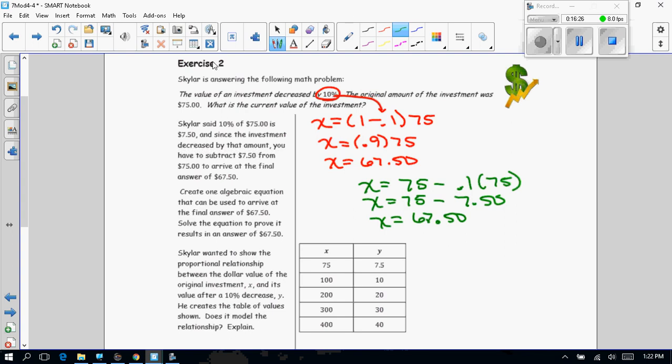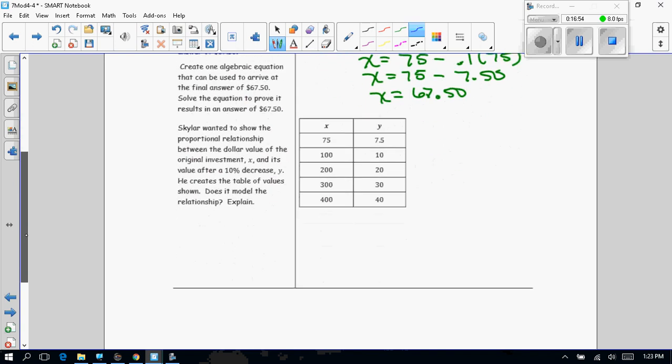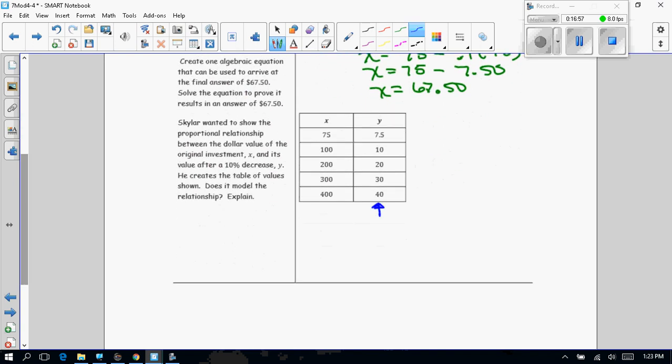So let's take a look at this table. Skylar wanted to show the proportional relationship between the dollar value of the original investment, X, and its value after 10% decrease, Y. He creates the table of values shown. Does it model the relationship? So if you take a look, 75, he wrote 7.5. 100, he got 10. 200 became 20. 300 becomes 30. 400 becomes 40. Are those all 10%? Yes. This is the percent off, right? This is the percent off or decrease.